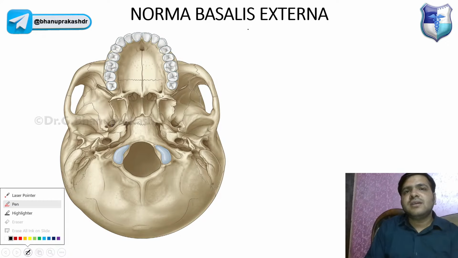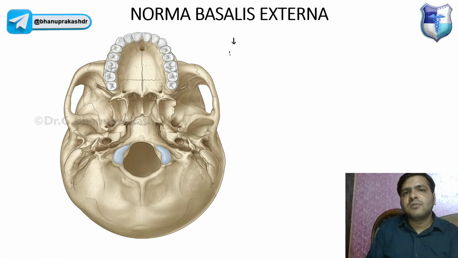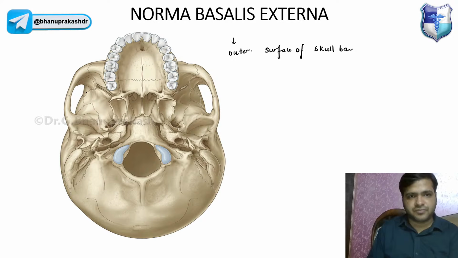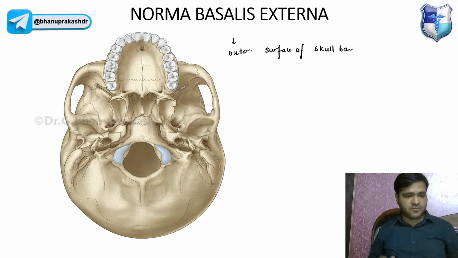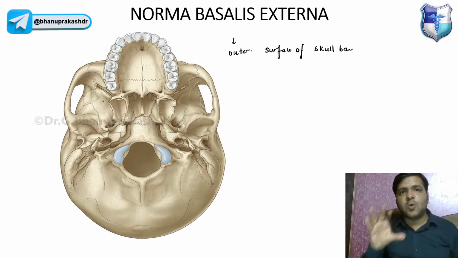Now guys, when I say Norma Basalis externa, what does it mean? The outer surface of skull base. I hope you can very well see, we have just turned the skull like this and we are watching it. It is the outer surface of the skull base, the outer part of the skull.